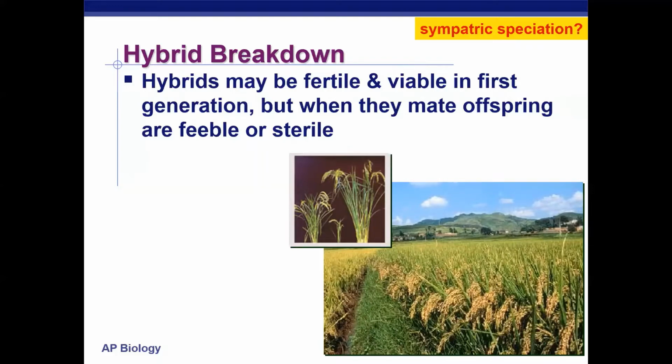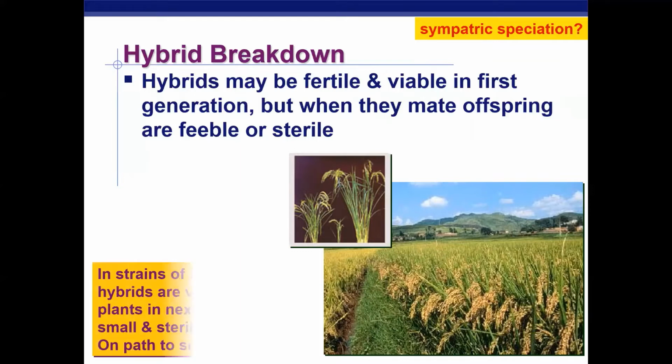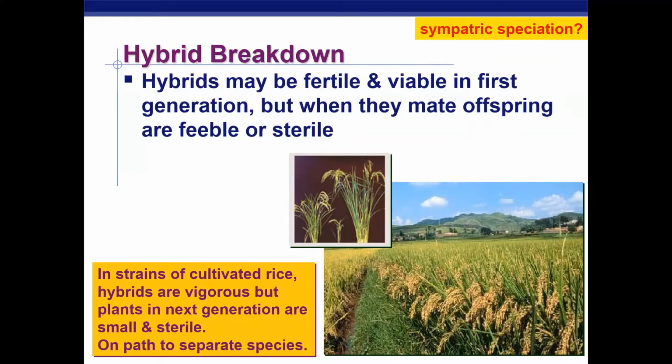The second, third generation are either feeble, they're weak, they don't survive well, or they end up being sterile. Usually, we don't really see this in animals. We tend to see it with closely related species of plants.